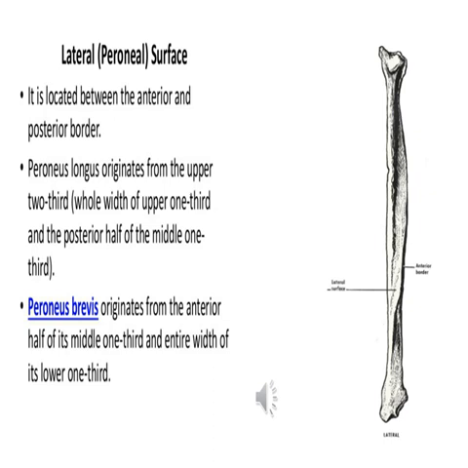There are two muscles in the lateral compartment. So the lateral surface, which is seen between the anterior and the posterior border, is called the lateral or peroneal surface. It gives origin to two muscles: one is peroneus longus and the other one is peroneus brevis.